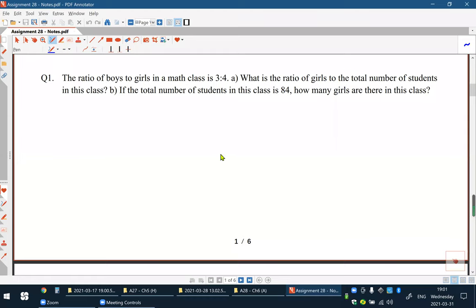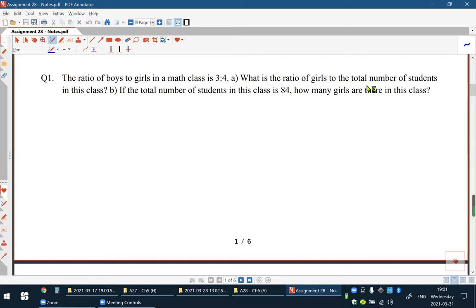Okay, so from today on, we're gonna start all chapter six. Chapter six is about ratios and percents. Okay, so let's have a look at question one. The ratio of boys to girls in a math class is 3:4.